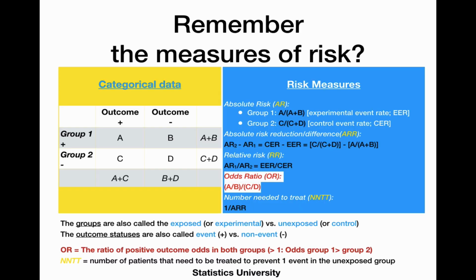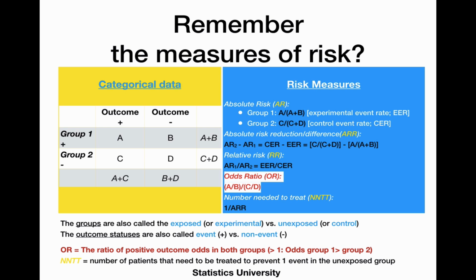So we're working with categorical data now, more specifically binary categorical data, where we either observe an outcome or event or we don't. And you probably remember this table with the different risk measures. Well, what we're most interested in now is the odds ratio that we can determine by dividing A with B and then C with D to determine the positive odds in group 1 and group 2 respectively, and the odds ratio is the ratio of positive outcome odds in both groups.